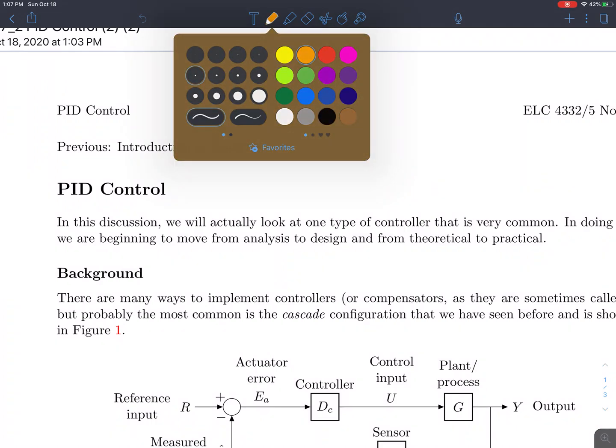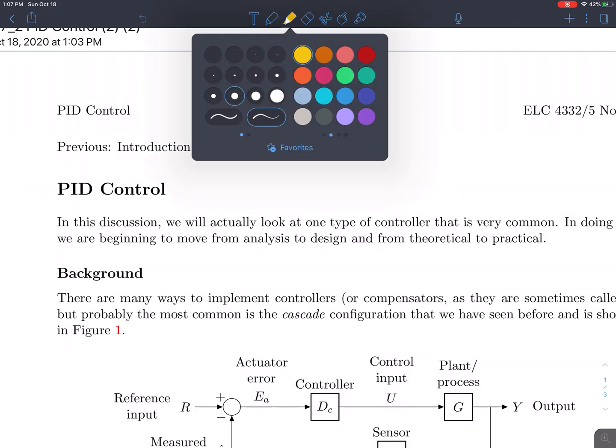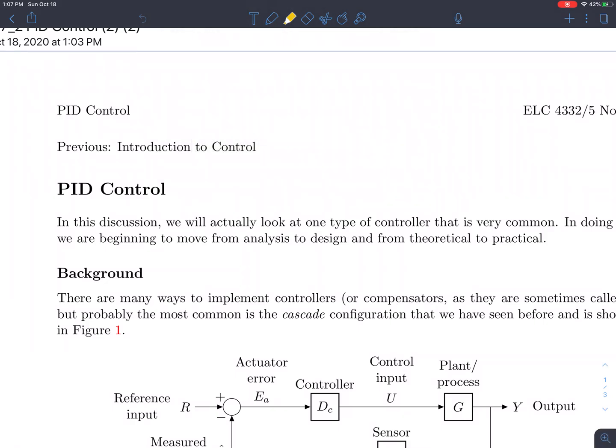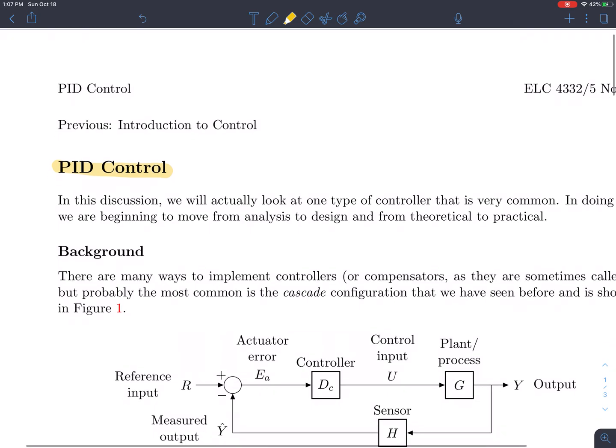Okay, in this video I'm going to walk you through Professor Miller's notes on PID control, and of course you should know PID, proportional integral derivative control.